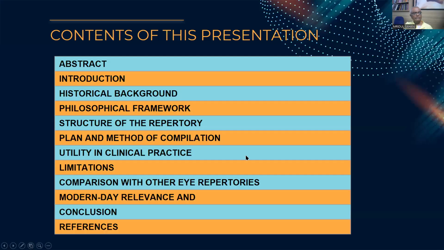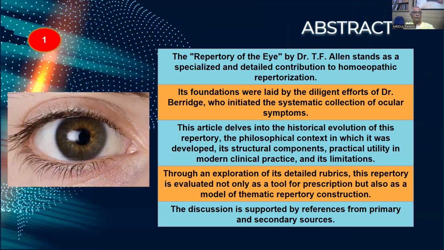and it usually gets into trouble. In this lecture, I am going to discuss the introduction, historical background, philosophical framework, structure of the repertory, plan and methods, clinical utility, limitations, comparison with other eye repertories, modern relevance, and then the conclusion also. The abstract of this lecture: the Repertory of the Eye stands as a specialized and detailed contribution to homeopathic repertorization. Its foundation was laid by the diligent efforts of Dr. Berridge, who initiated the systematic collection of ocular symptoms. So we will be going through this Repertory of the Eye.